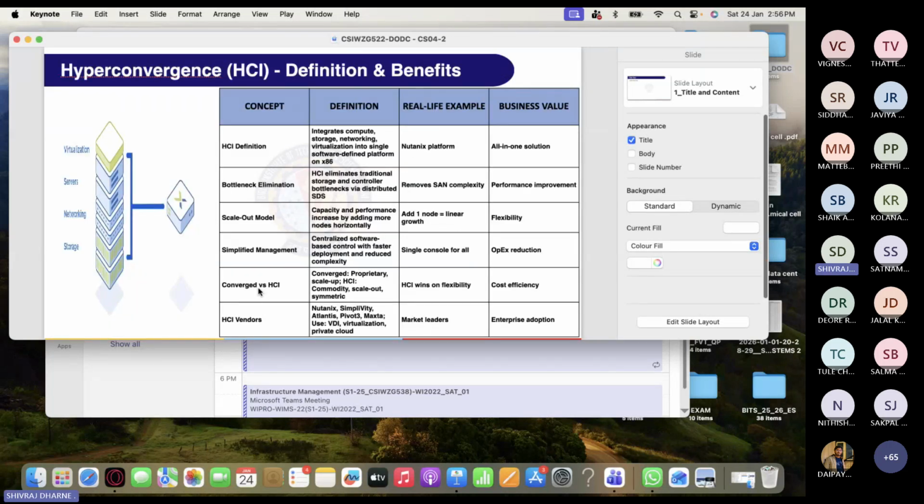Hyperconvergence, SCI, what does it mean? Okay, so we have virtualization, right? We have storage, we have networking, servers, and virtualization, and now hyperconvergence. What does hyperconvergence mean? Can you read through this, please? Hyperconvergence, SCI, hyperconvergence.